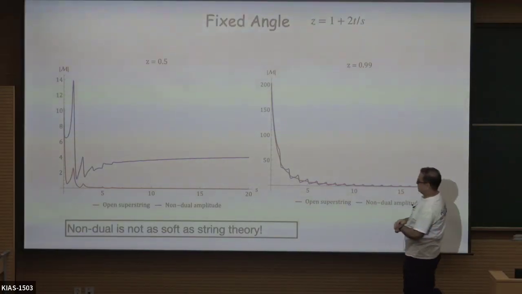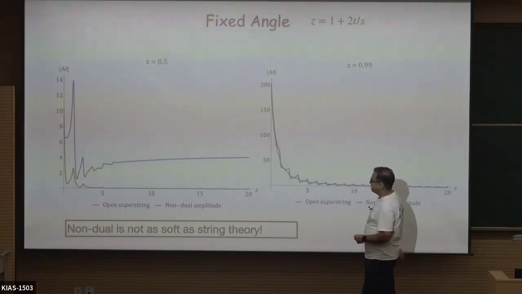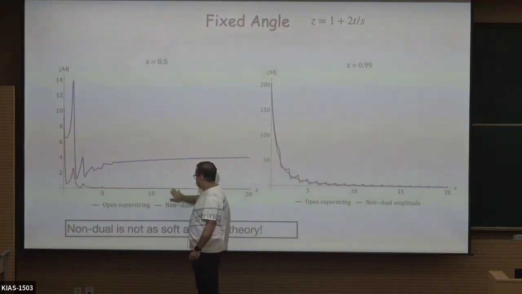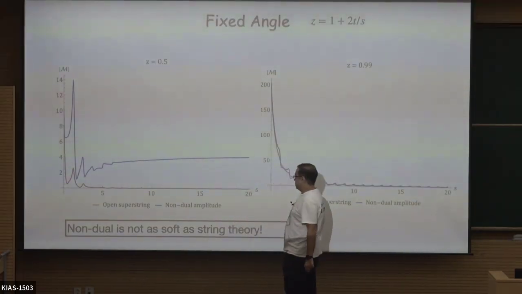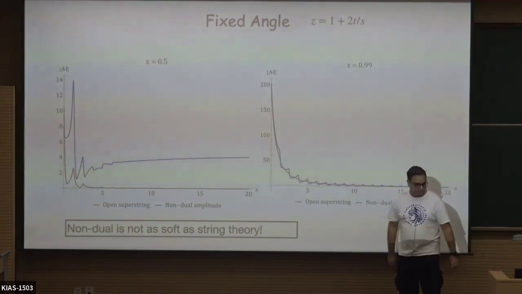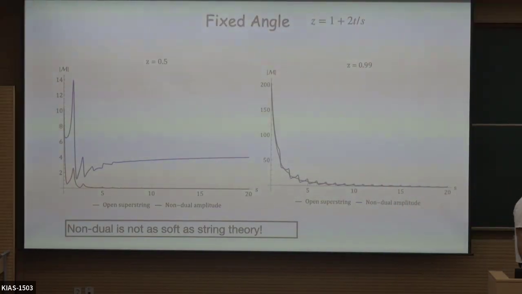So the blue line is for the black star model. In the black star model, as you can see, it is not as exponentially soft as string theory. And in fact, it seems to approach a constant for large s. So it definitely has different behavior, and it's definitely not as exponentially soft as string theory.